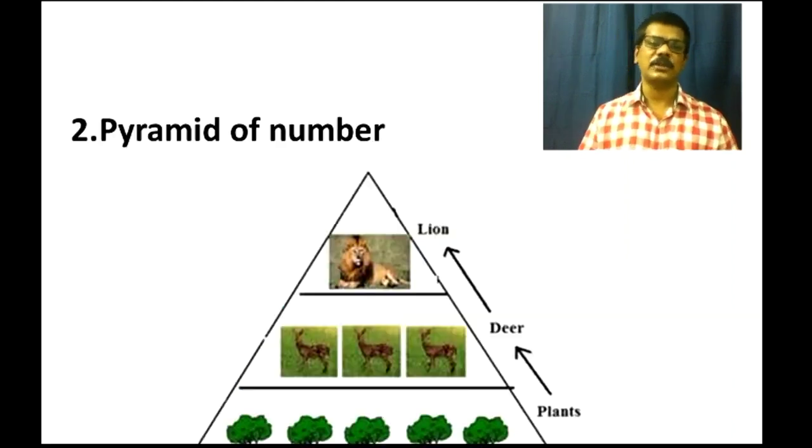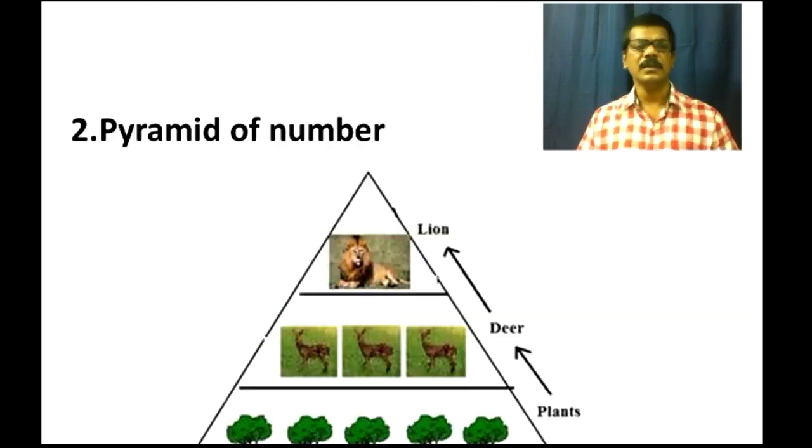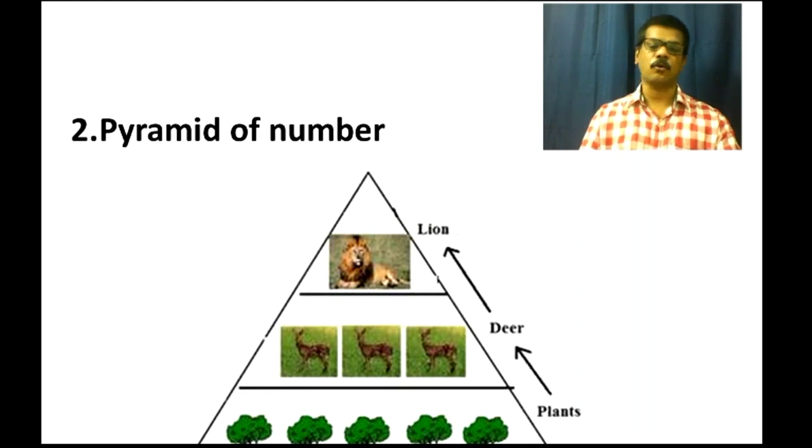Then let us discuss about the pyramid of number. As we have seen in pyramid of biomass, let us consider a food chain which consists of producers, consumers at different levels. In this case, the deer depend on the plants, and the lion depends on deer. In this food chain, you can see, as the picture depicts, there is a great reduction in the number of organisms to the higher trophic level.